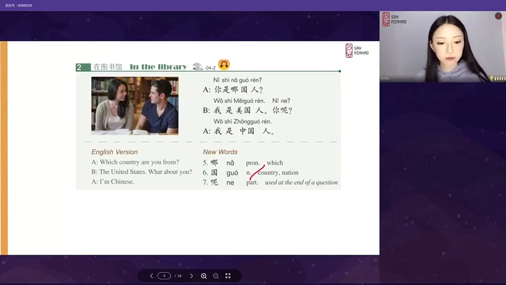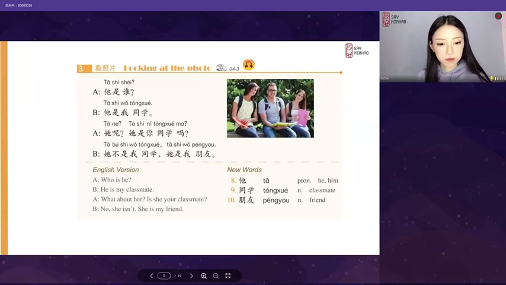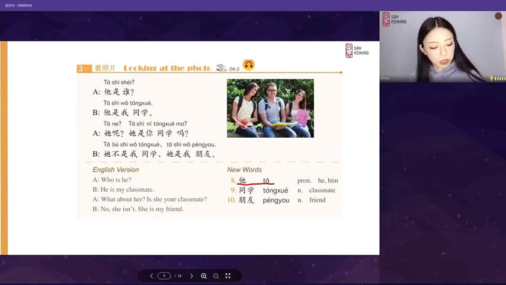Now let's move on to the last text. Text 3. Okay, let's see the new words. First one is 他, not a new word. We just learned it when we were studying the woman 她. And this is the man 他, which means he or him. He or him. Okay, 他, read after me. 他.